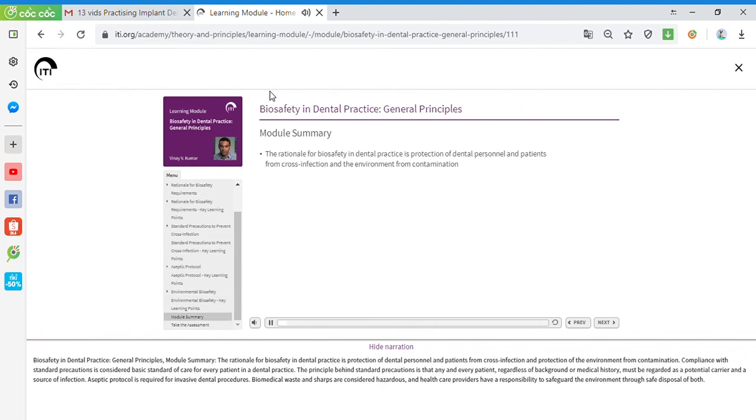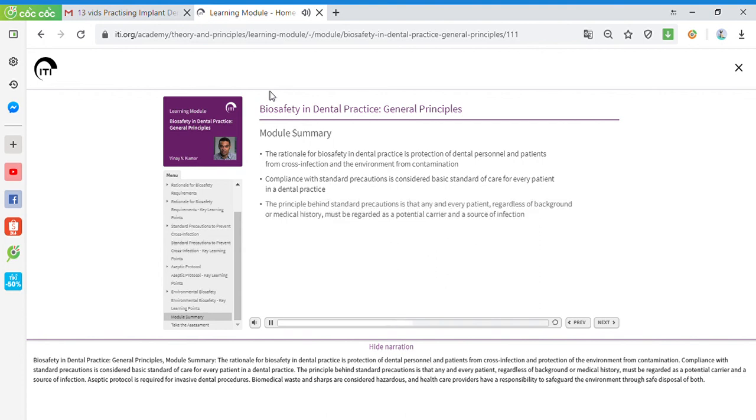Biosafety in Dental Practice: General Principles. Module Summary. The rationale for biosafety in dental practice is protection of dental personnel and patients from cross-infection and protection of the environment from contamination. Compliance with standard precautions is considered basic standard of care for every patient in a dental practice. The principle behind standard precautions is that any and every patient, regardless of background or medical history, must be regarded as a potential carrier and a source of infection.